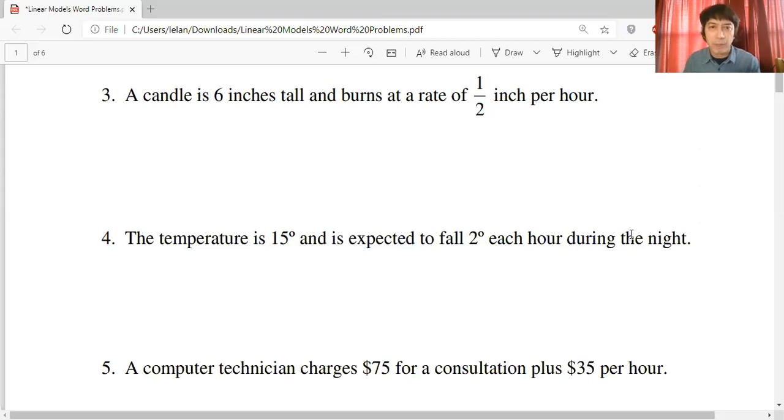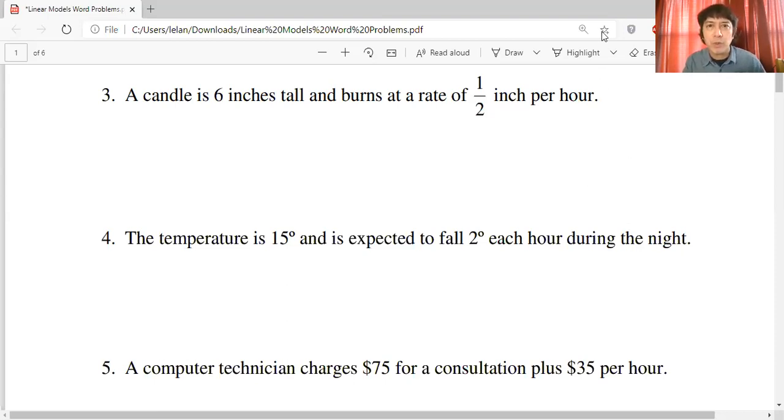And then we have the given. Okay, the 6 inches is the initial height of the candle. That will be at time 0. At time 0, it's 6 inches. So that should be our y-intercept. So this will be the given. And this will be B, that's 6 inches. And our M, the slope, it's a negative because the output is decreasing. So this is negative 1/2 inch for every 1 hour there. And so we shall be able to write the required equation in slope-intercept form.